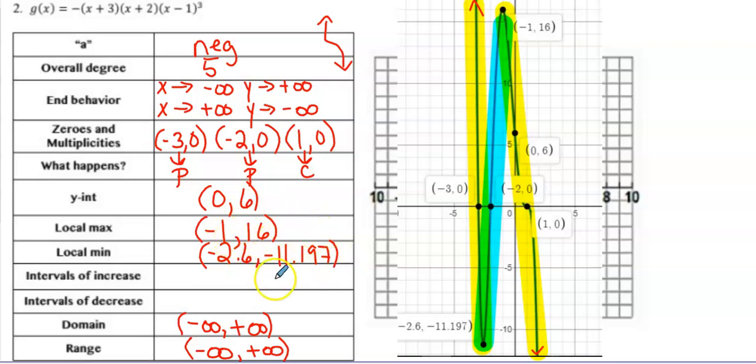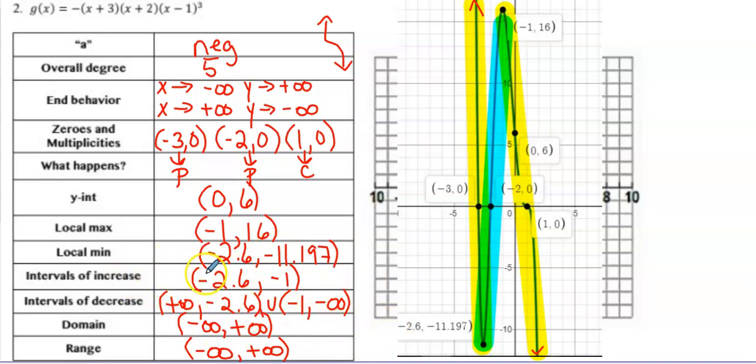Let's see, what else do we have? I did the local max and local min because there was one of each. I went ahead and did that. Intervals of increase. There are 2 intervals of decrease, and there's 1 interval of increase. I'm going to fill those in and come back. Because my pen is messing up and it's taking me so long to write stuff, I didn't want you to have to wait for that.